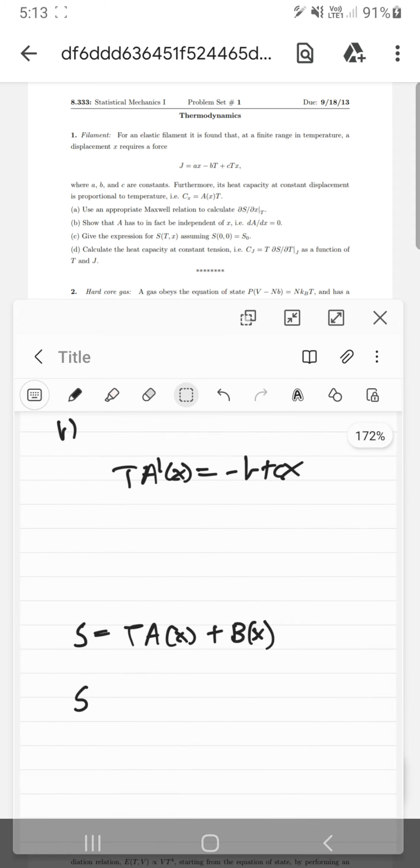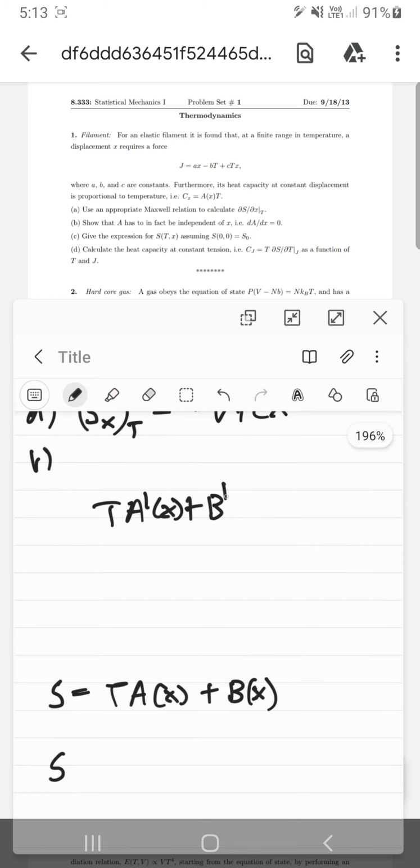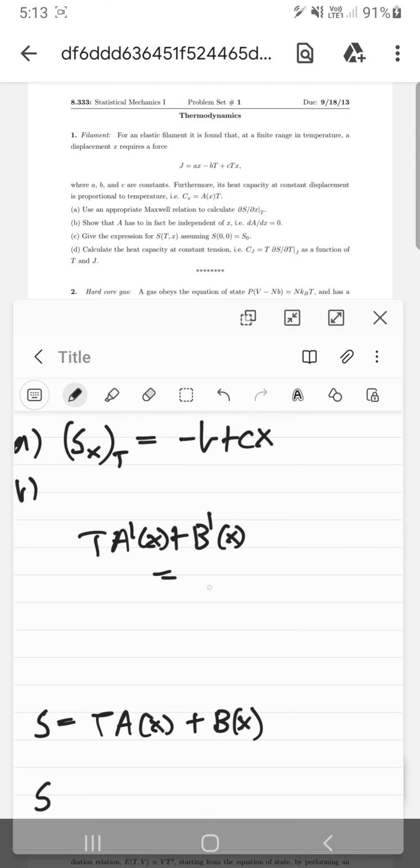Okay. So now the derivative of this quantity will actually just be b dash of x, and that's equal to minus b plus cx. So what this suggests is that a dash has to be 0. Because if a dash is not 0, then there's some temperature term involved at some particular x, but that should not happen. So we just have a dash of x equal to 0, and that's actually kind of what we wanted to prove in the first place.